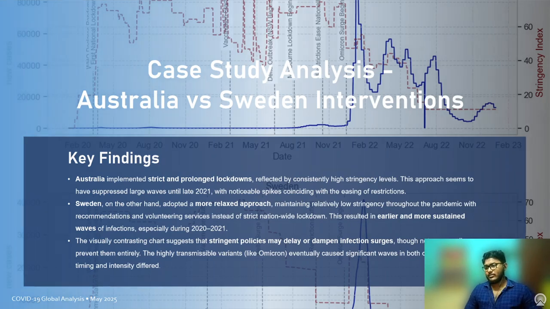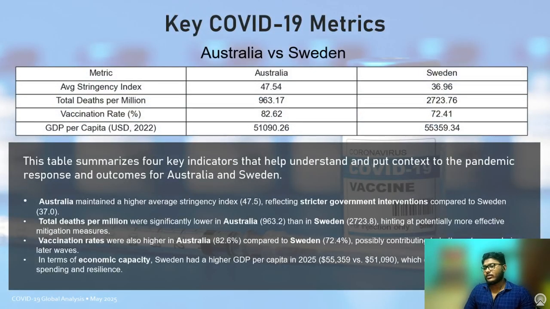Now, if we look at the key COVID-19 metrics, it's going to be more clear for us. As we see in the metrics, the average stringency index for Australia was 47.54, which is much higher than 36.96 for Sweden. And as a result, the total deaths per million for Australia is much lower than Sweden, which is a very strong correlation in my opinion. Even though the vaccination rate was a bit similar in both cases, 82% and 72%, Australia had a higher vaccination rate, which might have also had its part in the lower death rate.